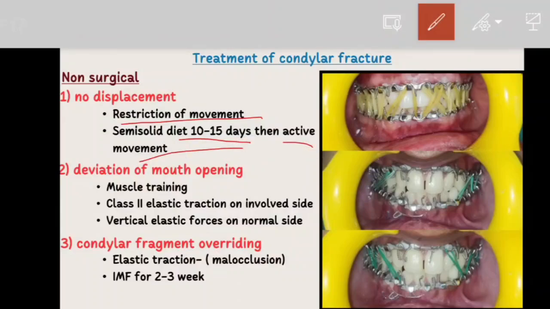Now case 2, that is a deviation of the mouth opening. What we do is muscle training, class 2 elastics on the affected side, that is the involved side, and vertical elastic forces on the normal side. In the image you can see the elastics placed on the teeth for traction. Now the third one is case 3, that is overriding fractures: elastic traction, malocclusion, and IMF given, that is intermaxillary fixation, for 2 to 3 weeks.